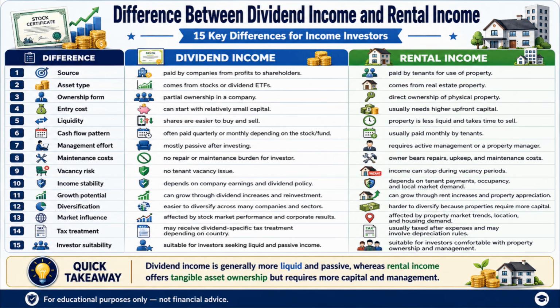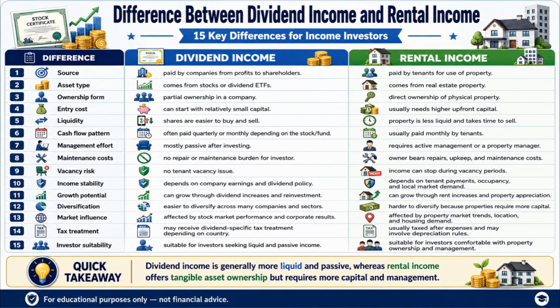Number 8. Dividend investors usually do not directly handle repair or maintenance costs, whereas rental property owners must bear repair, upkeep, and maintenance expenses. Number 9. Dividend income does not face tenant vacancy risk, whereas rental income can stop or decline when a property remains vacant.